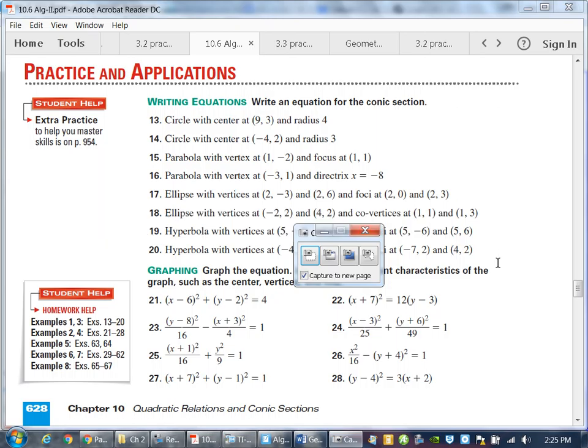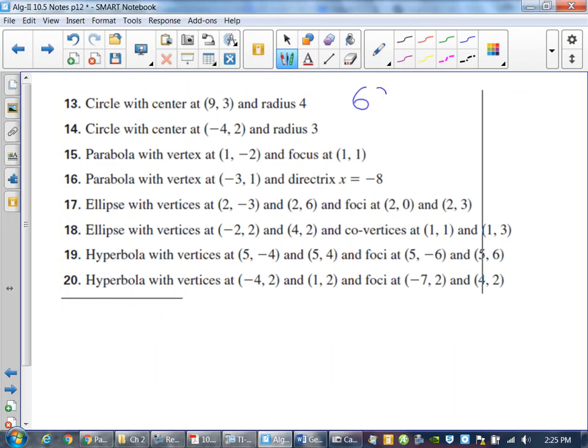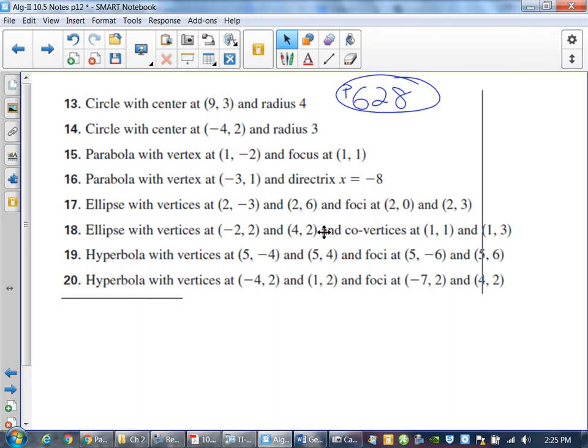Do these 13 through 20. They're on the page prior to where you guys were, the same page you did the other day. Was it 628, I believe? Yeah, same things. What if we wrote your notes on the last one? That's fine. I have it up here on the board so you can take a picture of it if you like.